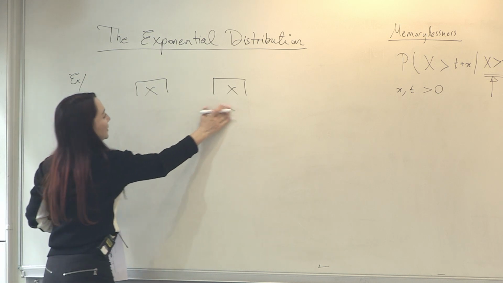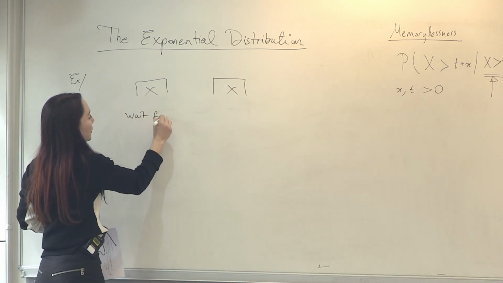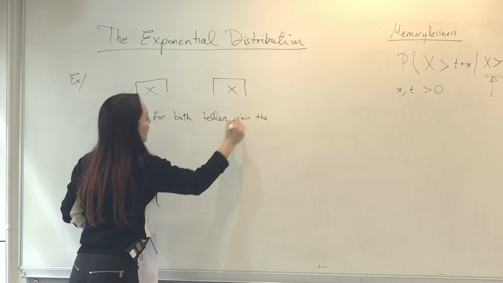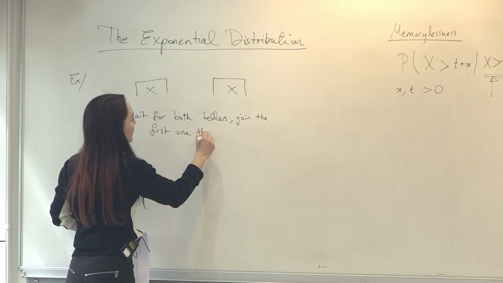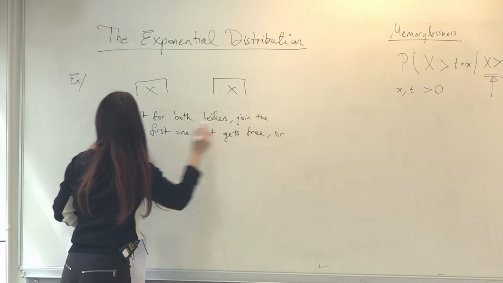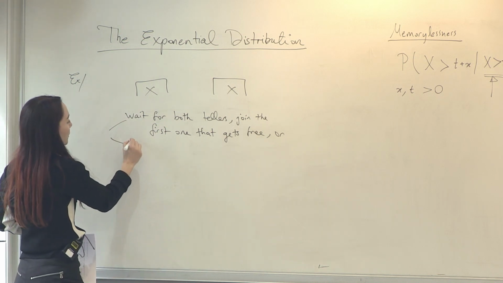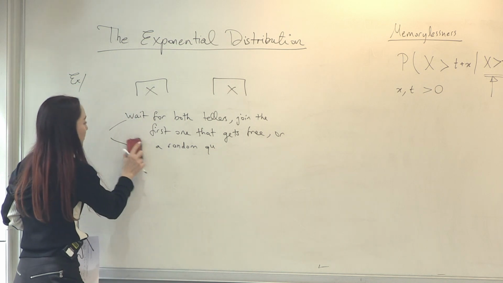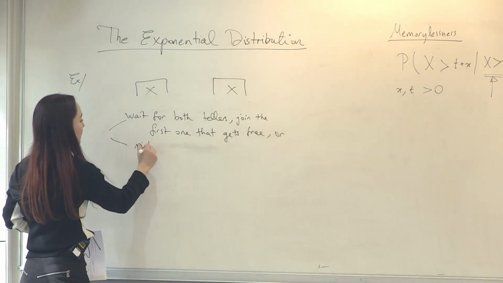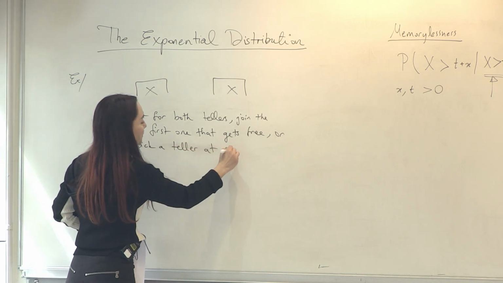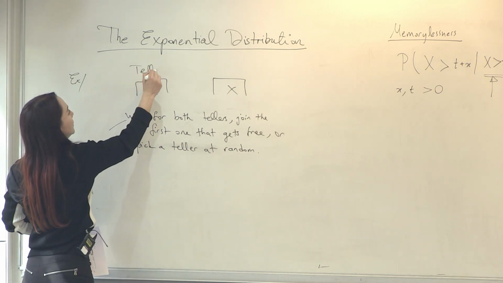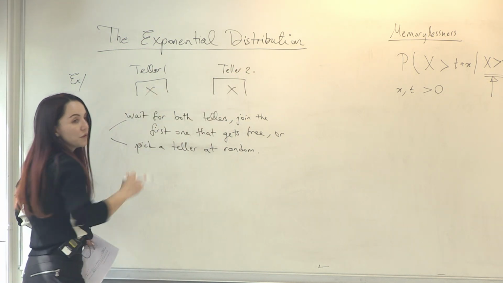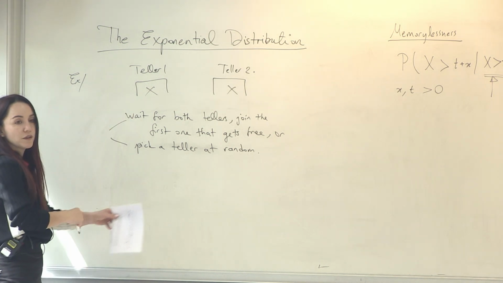So the question is, wait for both tellers, join the first one that gets free, or join a random queue. Or pick a teller at random. This is teller 1, teller 2. Would you pick a teller at random, or would you wait and join the one that is free?